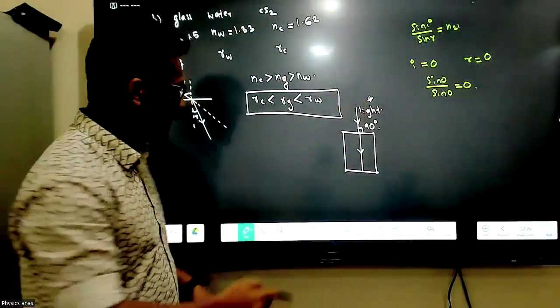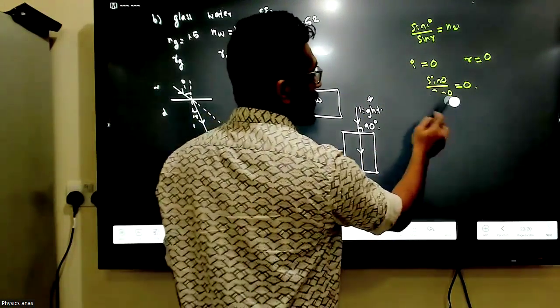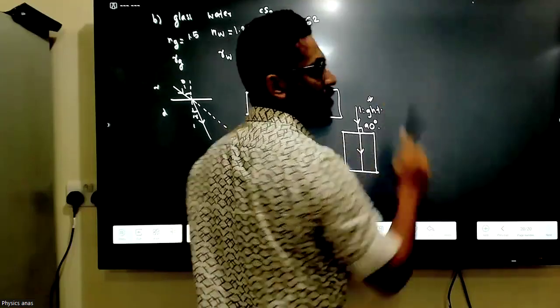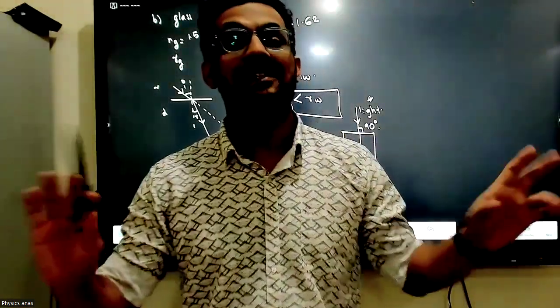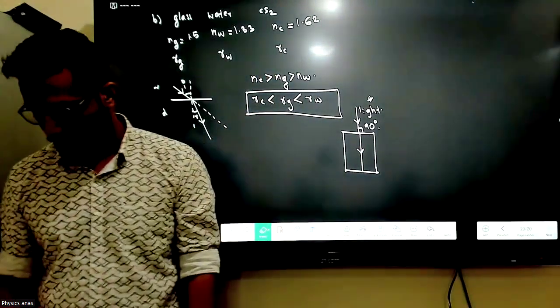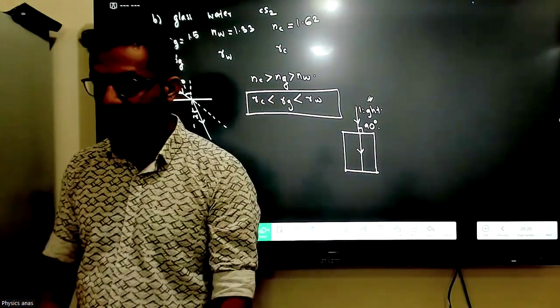Okay. So the light ray is coming normal to the surface. If the light ray is coming normal to the surface, there is no Snell's law. The light ray will not bend. Did you understand that? Okay. Did you write that?